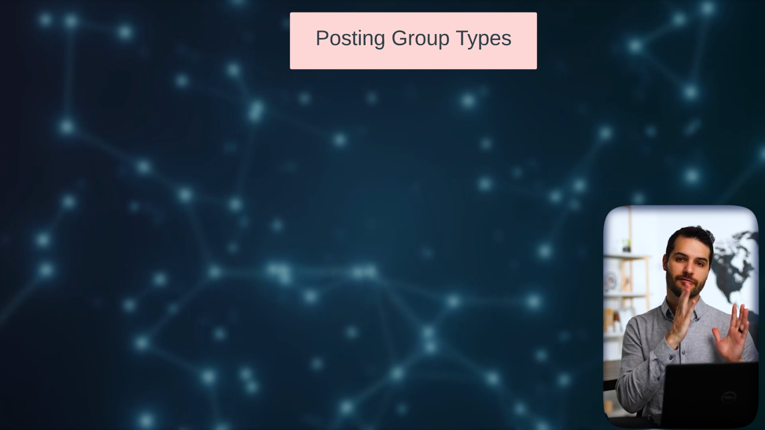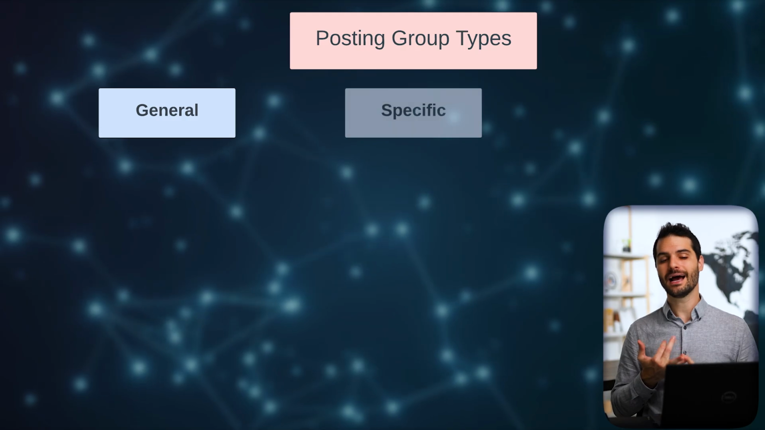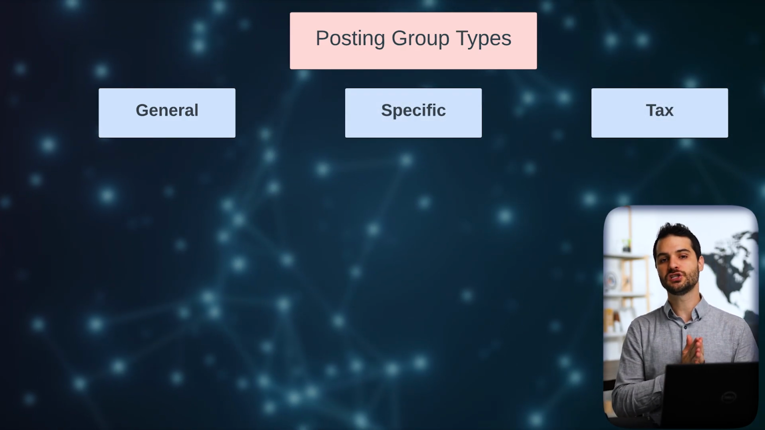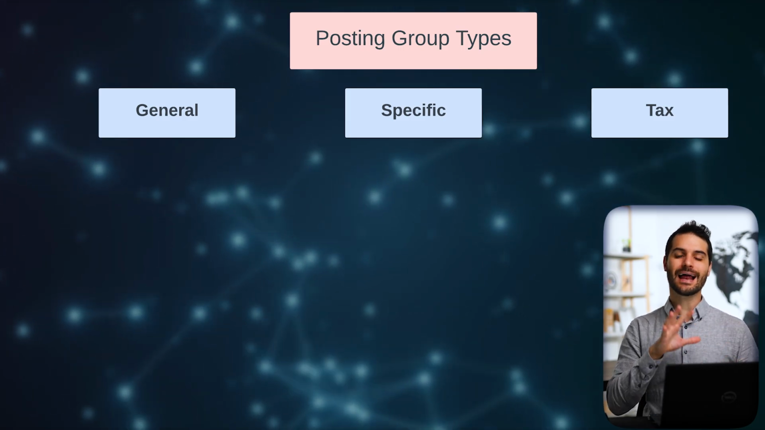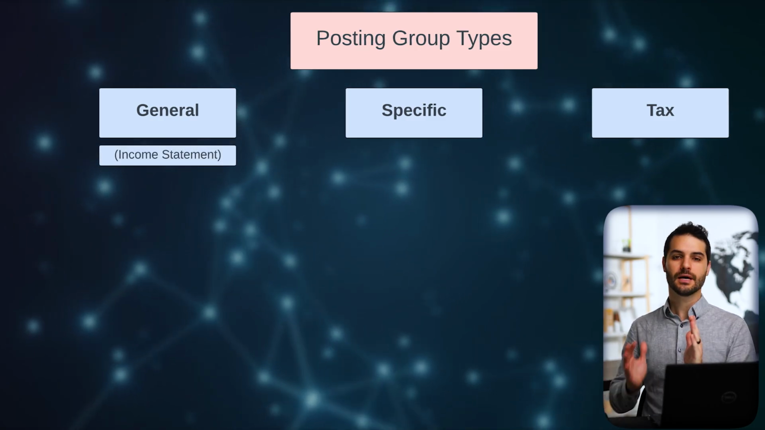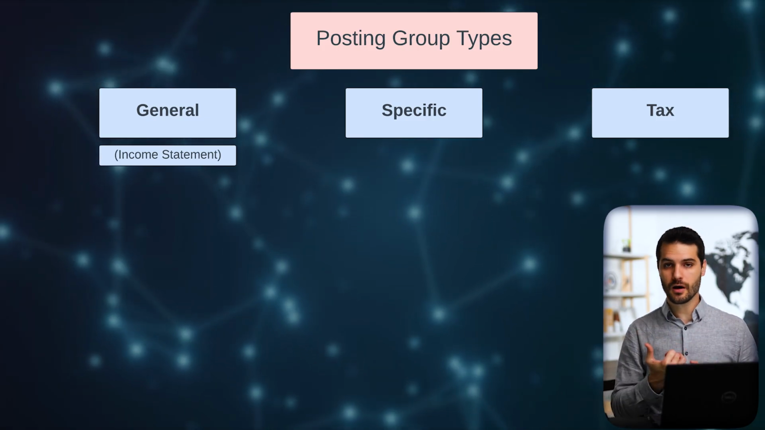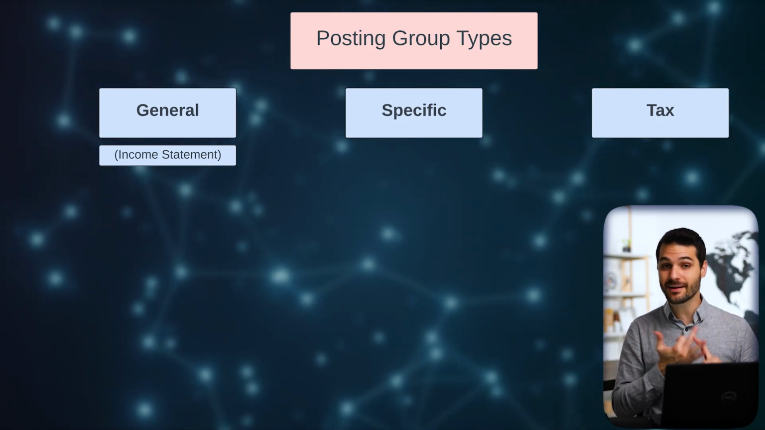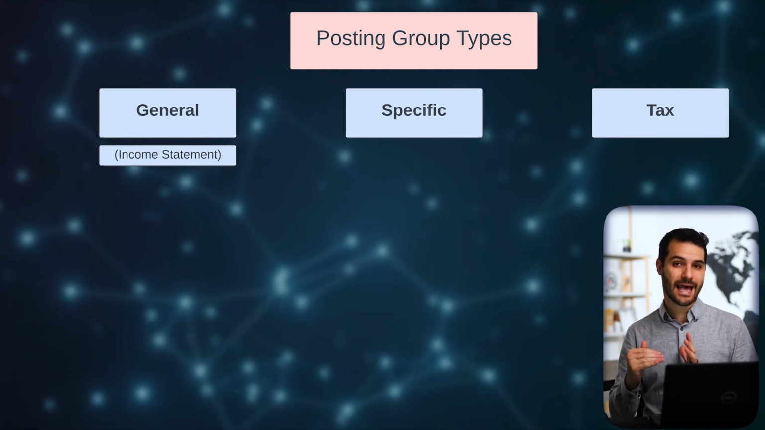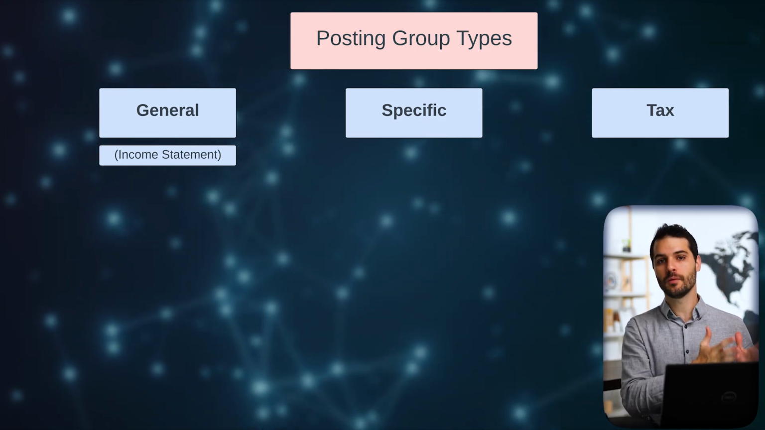So first off, the first posting group type is called general. We then have one called specific, and then the third one is called tax. So let's focus on general first. So general posting group as a type, think of that in terms of the income statement. If you look at the entire chart of accounts, some accounts are going to be related to the income statement. So that's going to be things like COGS, which is an expense account. You can also have any kind of sales accounts, depreciation, etc. Anything related to that, any of those accounts that are going to be influenced, those are going to be related to the general posting group type.